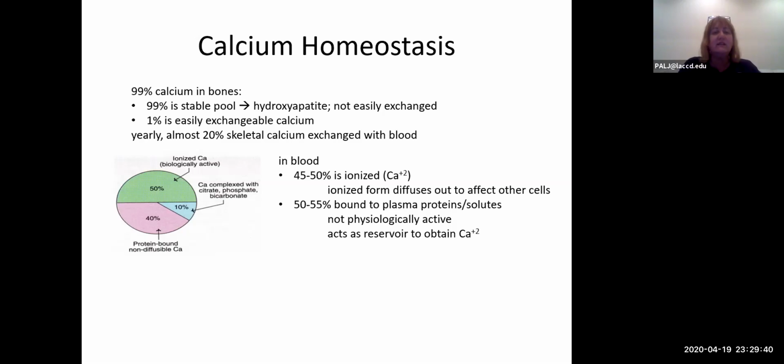However, it is a reservoir that we can take some out for immediate use. So we don't have to wait, oh, how long is it going to take that little piece of bone to break down? Oh, I'm sorry, you can't have any calcium for half an hour. It doesn't quite work like that.